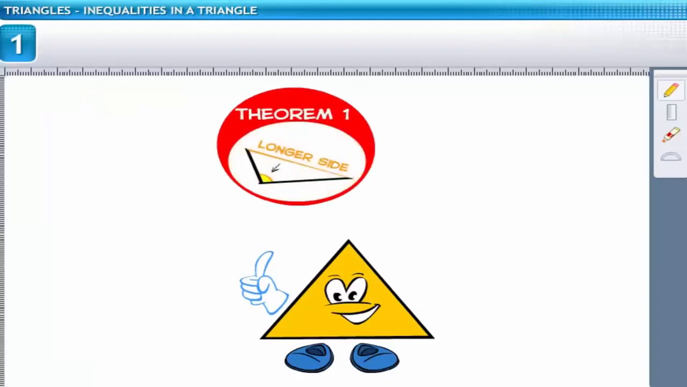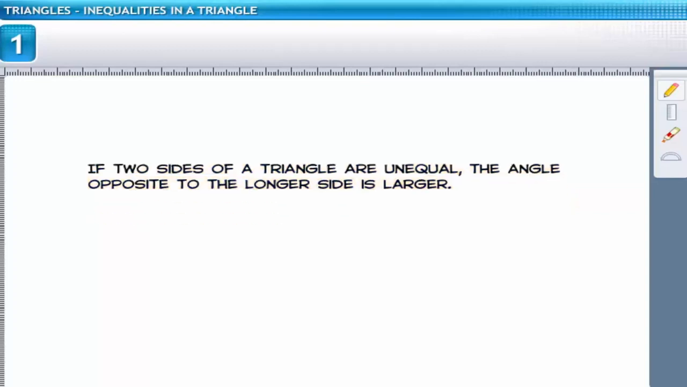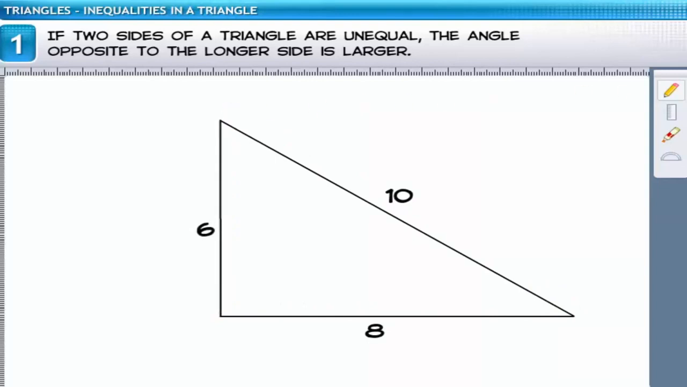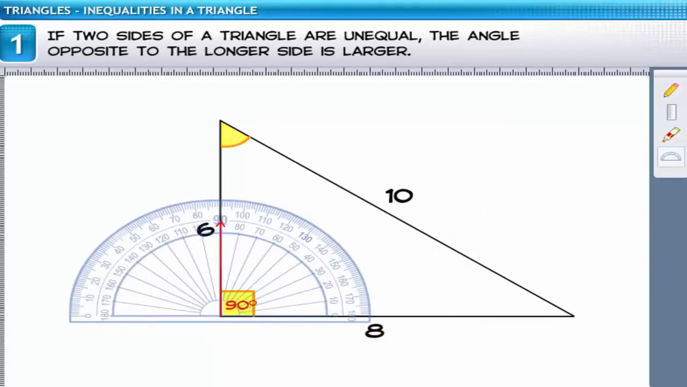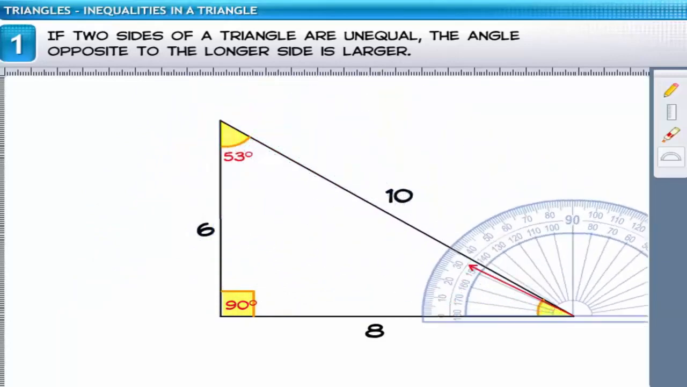By using the observation, we shall verify two theorems. The first theorem says that if two sides of a triangle are unequal, the angle opposite to the longer side is larger. To understand this theorem, let's use the first triangle. For example, let's consider the 10-unit, 8 units, and 6-unit sticks in the first triangle. Of these, the 10-unit stick is of greater length. Now compare the angles opposite to the 10-unit stick and the 8-unit stick. You can observe that the angle opposite to the 10-unit stick is greater. Likewise, you can verify the angles opposite to the 8 and 6-unit sticks. As an exercise, you can verify other triangles also.